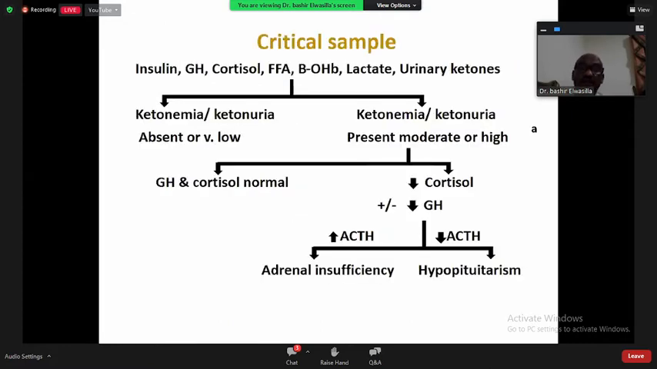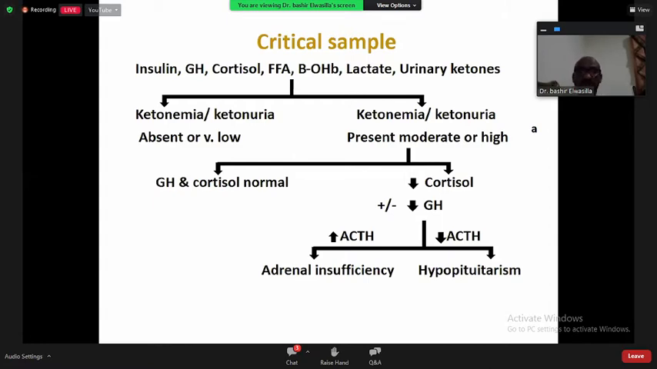But there are many causes of hypoglycemia that will not be picked up this way. You have to do the critical blood sample that will tell you much detail about the cause of hypoglycemia. You have to take insulin, growth hormone, cortisol, free fatty acids or esterified fatty acids, beta hydroxybutyrate, lactate, and urinary ketones. These are very important to be taken during the attack of hypoglycemia. You take these blood samples, but for the urine, you can wait for the first void after the hypoglycemic episode. You catch the first void after this episode, and that will tell you much about the diagnosis.